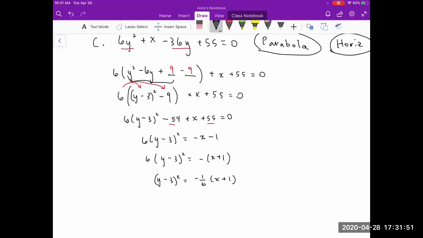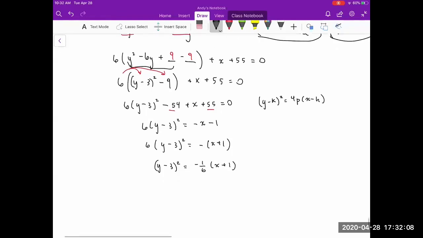In fact, the form we want for this particular setup is y minus k squared equals 4p times x minus h. So remember that one side is squared and the other side is multiplied by a number. That's how I knew to divide by 6. So in this case, this tells me a few things. It tells me that h comma k, the vertex, is negative 1 comma 3. All I'm doing is looking at what's added to x and what's added to y and changing their signs.